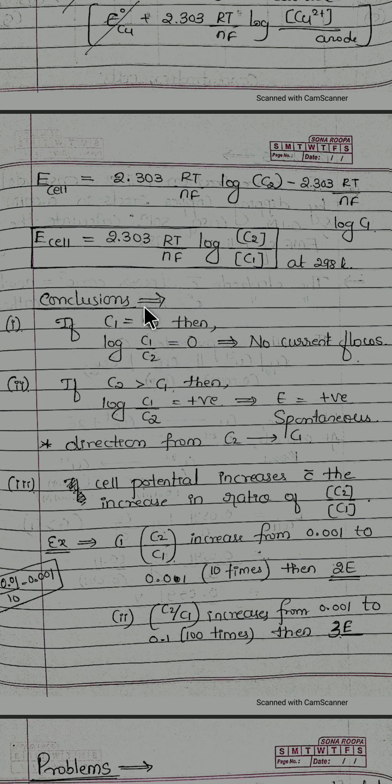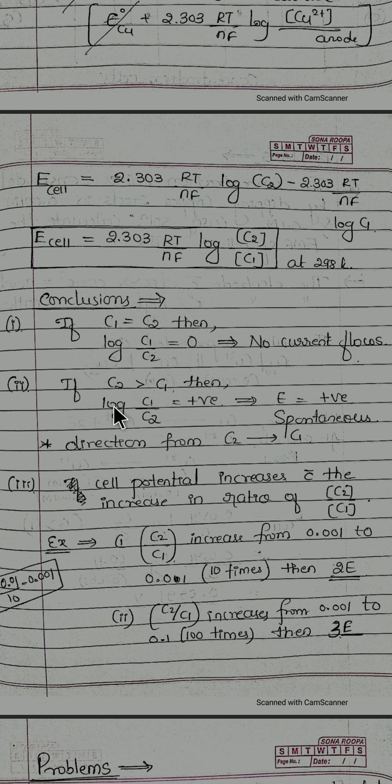Okay, so this you have to remember. When the concentration changes, then only can you call that cell a concentration cell. If the electrode is same, the concentration is same, the solution is same, at that time no current flows. Okay, so that is the first case.